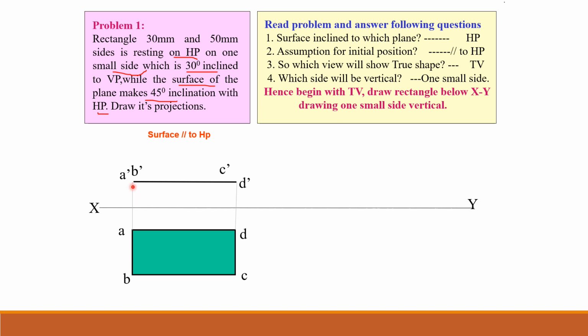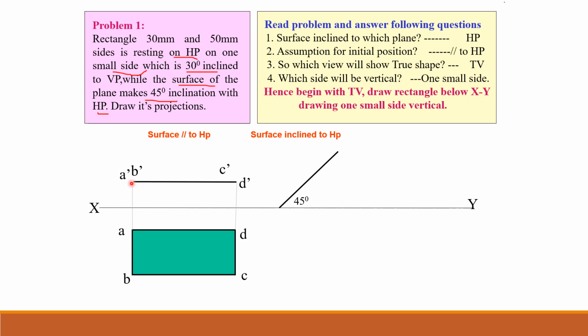That means I'm going to incline a dash, b dash, c dash, d dash by an angle of, what is the angle given here, 45 degrees. Okay, 45 degrees to HP. Therefore my inclination will be above the xy line. So that is my line that I have drawn here above xy line, and this inclination is of 45 degrees.